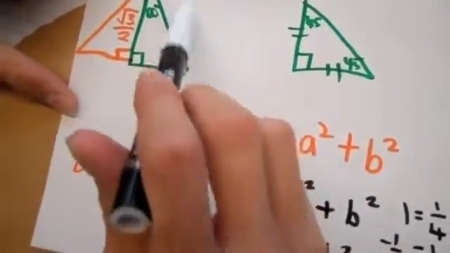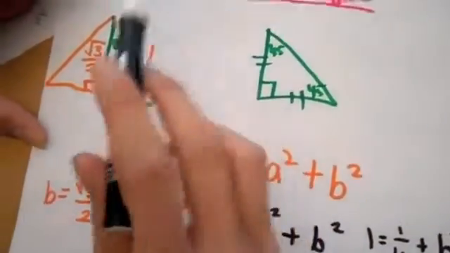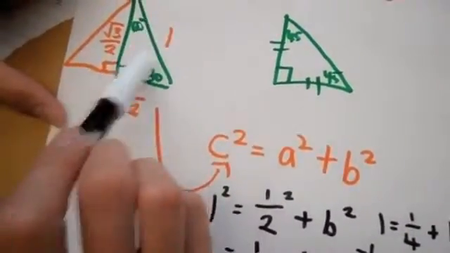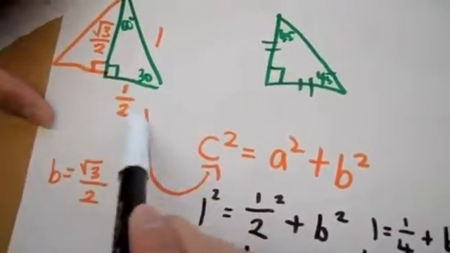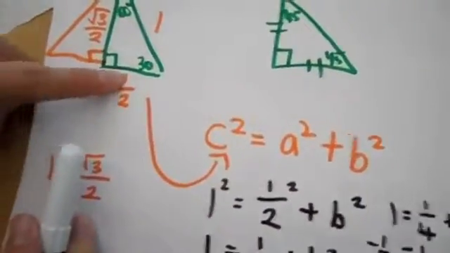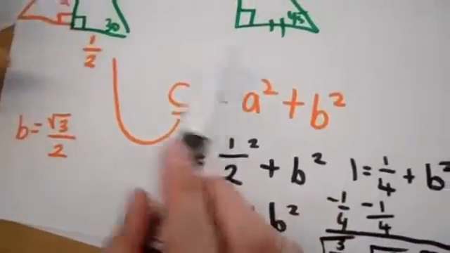If this is one, all sides have to be one. And if you cut it in half, what's 1 divided by 2? It'll be 1/2. So your answer's right here. Now use the Pythagorean theorem to find out the last side.